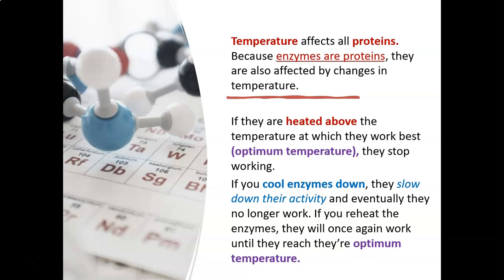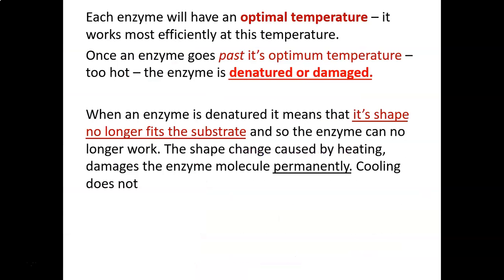So temperature affects all proteins. Because enzymes are also a class of protein, they're also affected by changes in temperature. So if you heat an enzyme above the temperature at which it works best, above its optimum temperature, they stop working. If you cool enzymes down, their activity slows down until they eventually no longer work. But if you reheat the enzyme, it will once again work until it reaches its optimum temperature where it's most efficient. So each enzyme will have an optimal temperature where it works most efficiently.